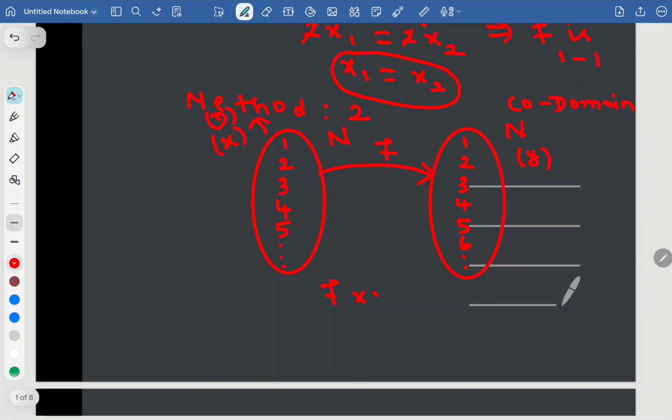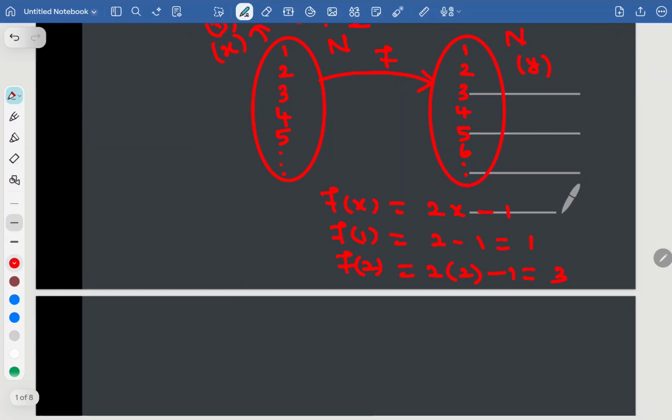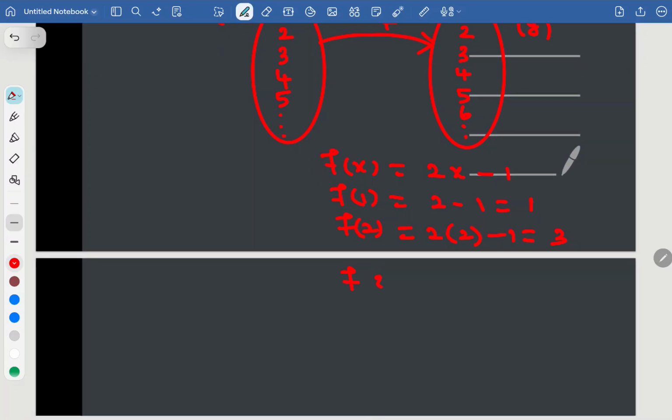What is f of x? 2x minus 1. Now I am going to find f of 1. 2 minus 1, because 2 into 1 is 2, 2 minus 1 is 1. What is f of 2? 2 into 2 minus 1. 4 minus 1 is 3. What is f of 3? 2 into 3 minus 1. 6 minus 1 is 5. Similarly we proceed like this.